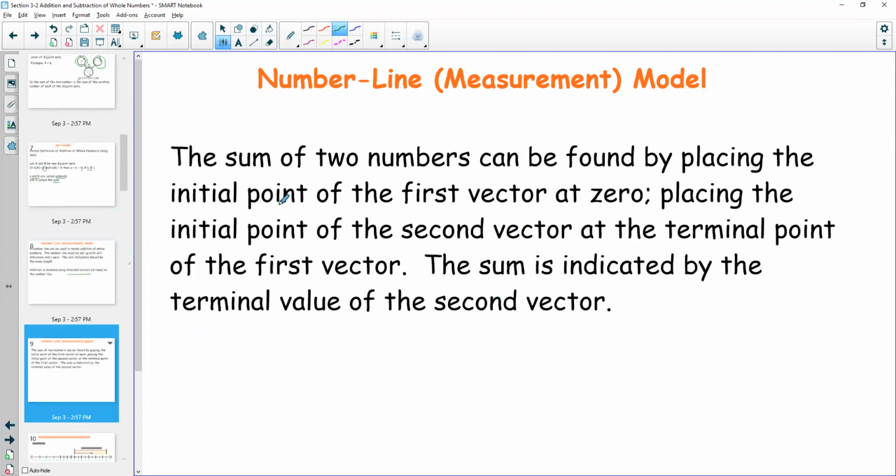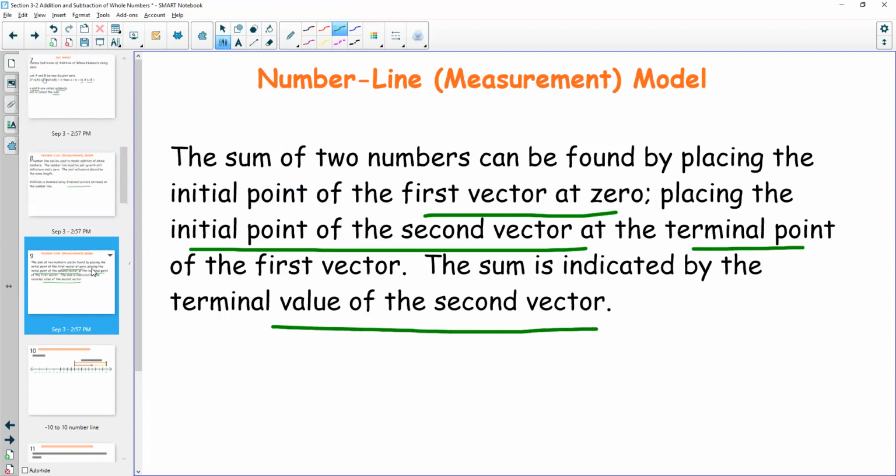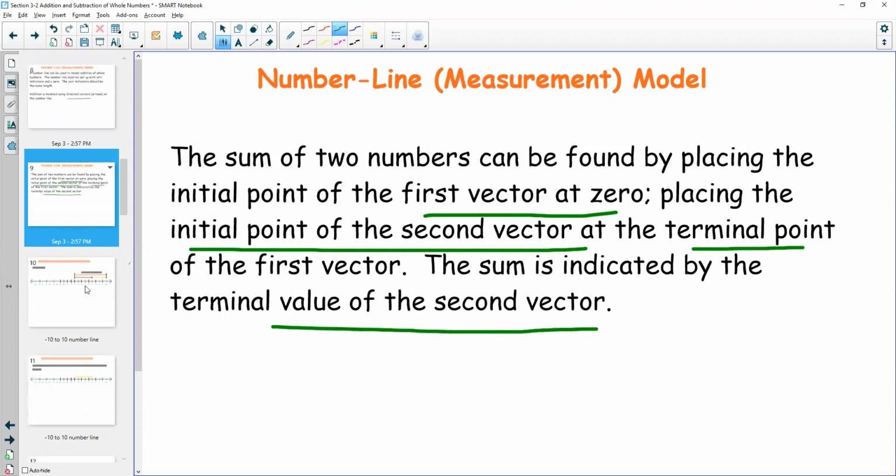The sum of two numbers is found by putting the initial point of the first arrow at 0, and putting the initial point of the second arrow at the end of the first arrow. That's what terminal point means. And then the sum is indicated by where the second arrow ends. So that sounds insane. It's not as complicated as it sounds.